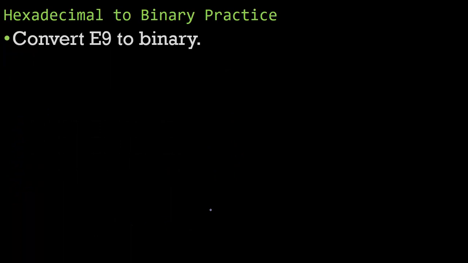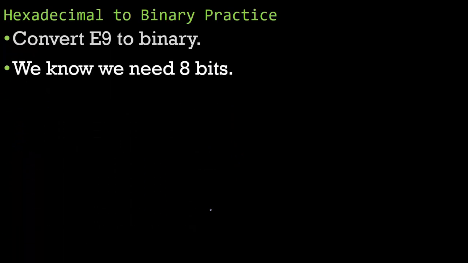All right, let's try another one. E9. Okay, we know we need 8 bits because we have 2 characters. Let's do E, and then let's do 9. We know we need 4 bits, so I'm going to give myself 4 spaces.